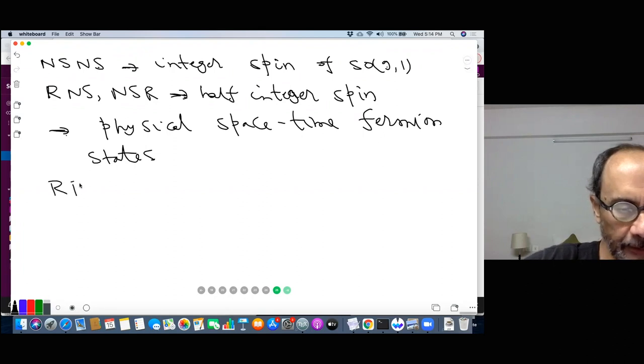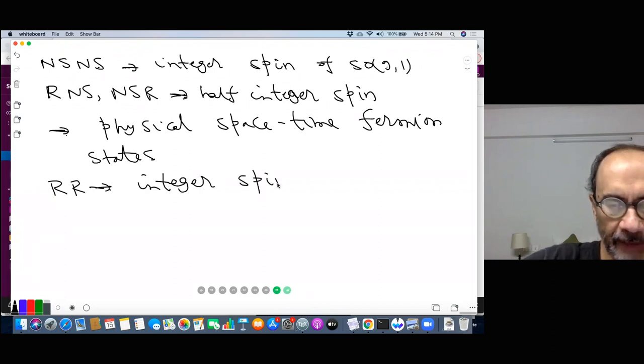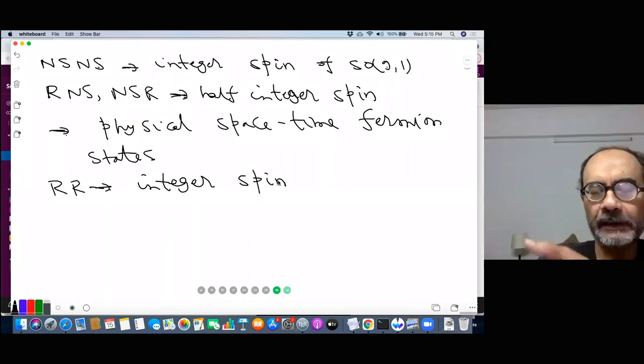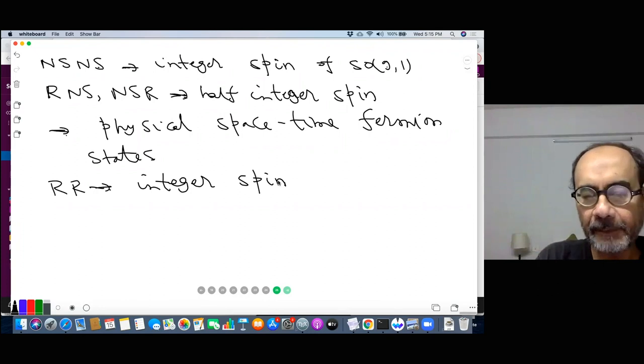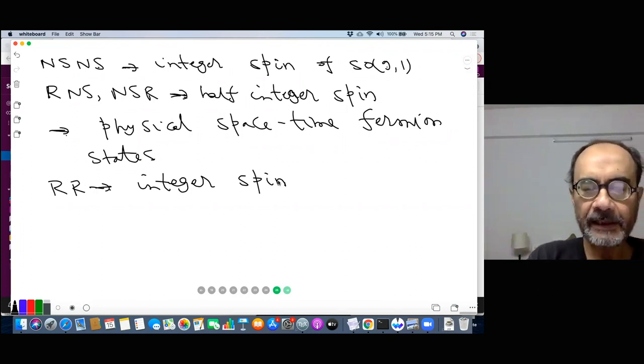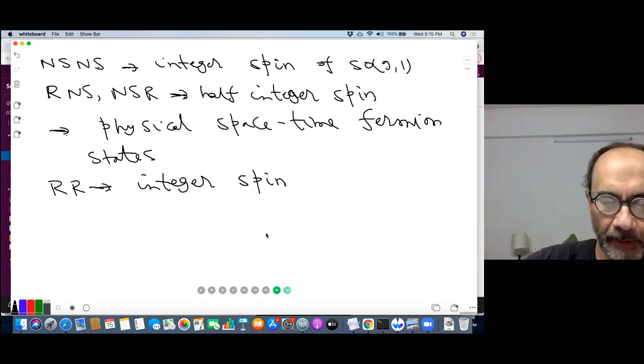And the RR sector is again space-time bosons. Okay, these have integer spin, because it involves the product of a spinor on the left and a spinor on the right. So when you combine them, it becomes a vector-like, tensor-like representation of SO(9,1). So these are bosons.